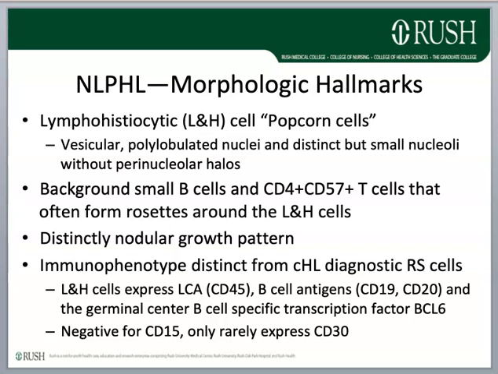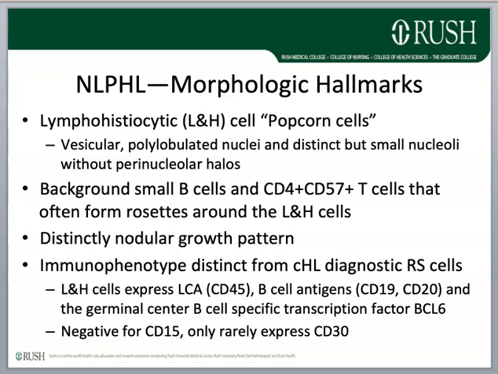The immunophenotype of malignant LNH cells is also different than that of classic Reed-Sternberg cells that we see in the classical form of Hodgkin lymphoma. Again, the neoplastic cells in the classical form are typically CD15 positive, CD30 positive, and CD45 negative, and also negative for the B cell marker CD20.